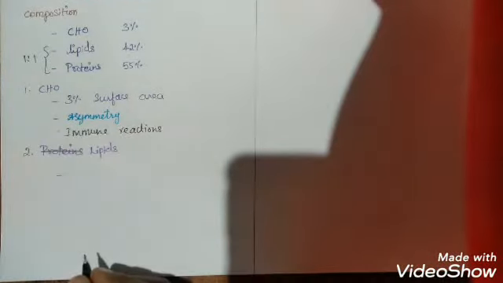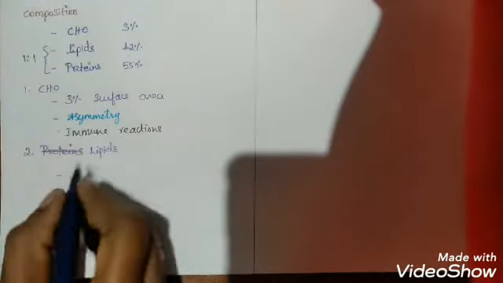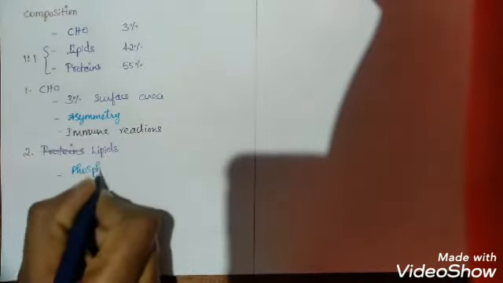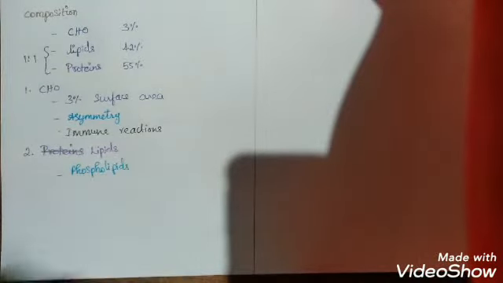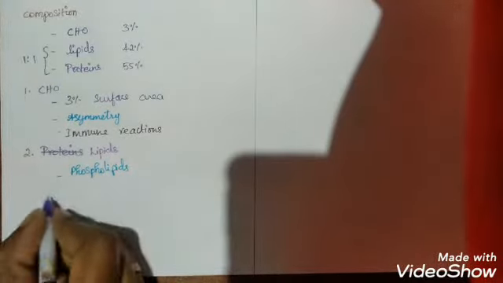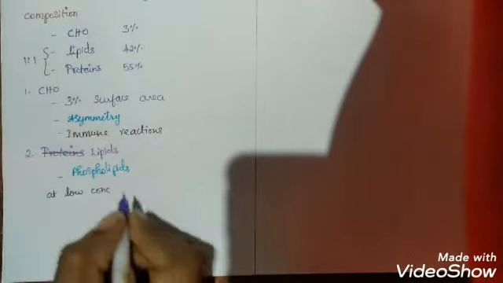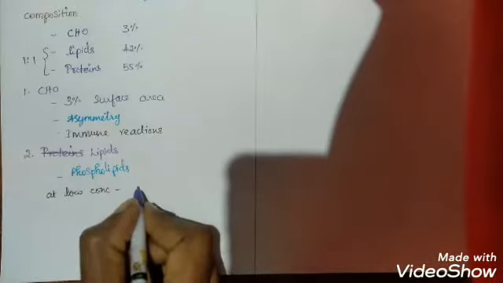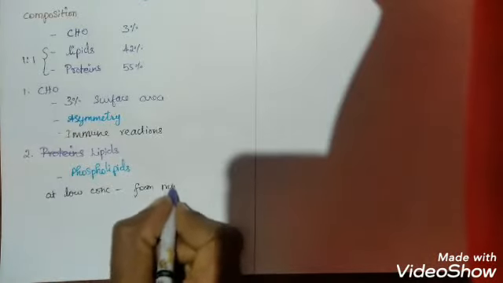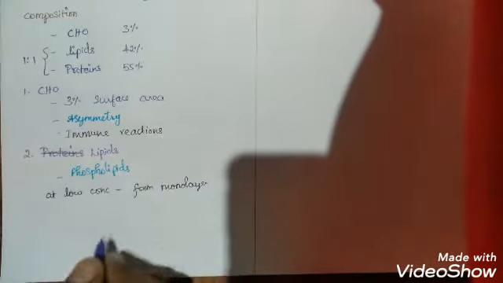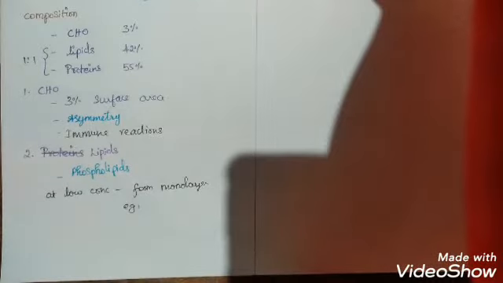Second, lipids. Which is the major constituent in lipids? That is phospholipids. And how will phospholipids behave at low, moderate or high concentration? Let's see. Phospholipids at low concentration form a single monolayer. Example, surfactant.